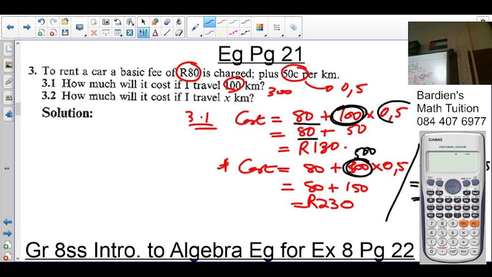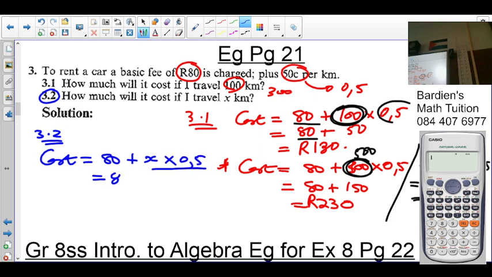So now the question in 3.2 says: how much will it cost if I travel X kilometers? So let's go. Cost is equal to 80 plus X times 0,5. So that can be written as 80 plus 0,5X. Can I add it? Why not?